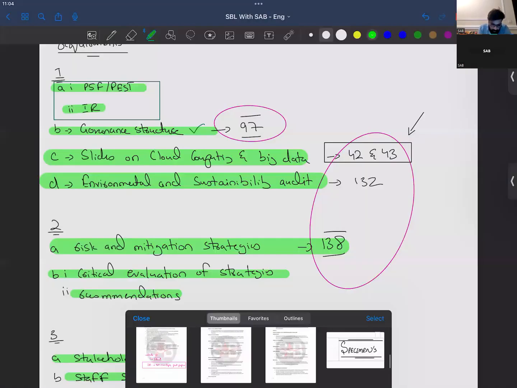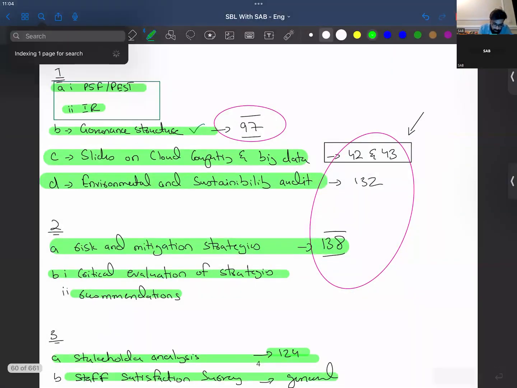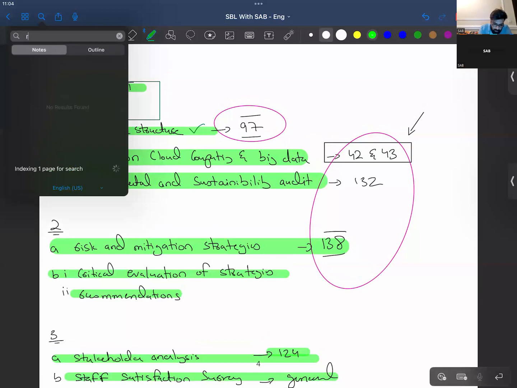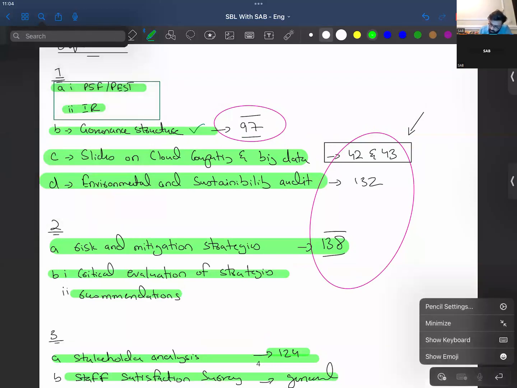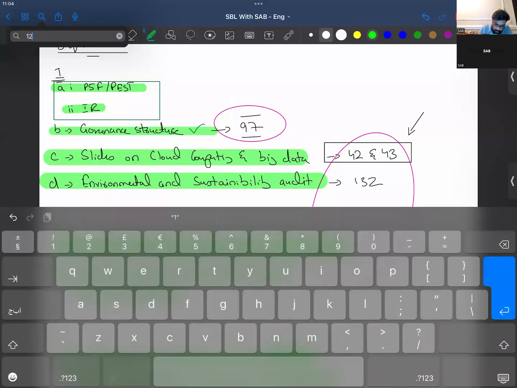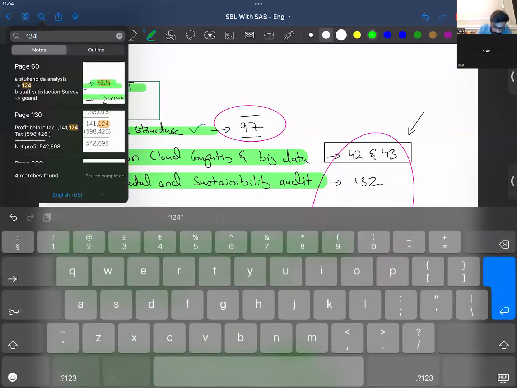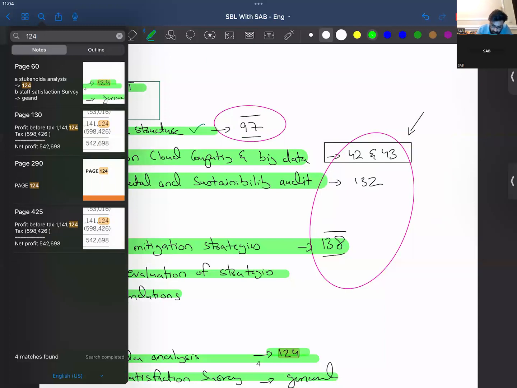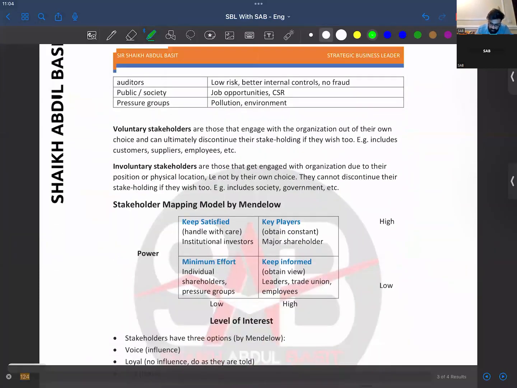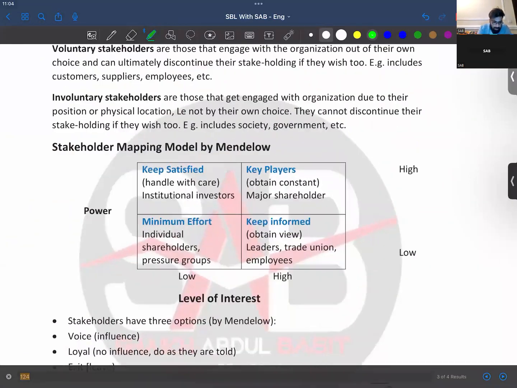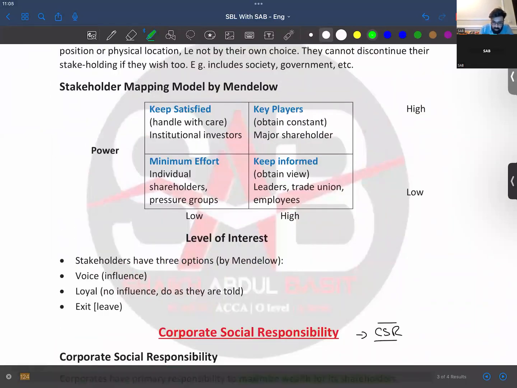Page number 124. So let's go to page number 124 in my book. So here it is, the stakeholder mapping model by Mendelow. Now, what does it say, right?